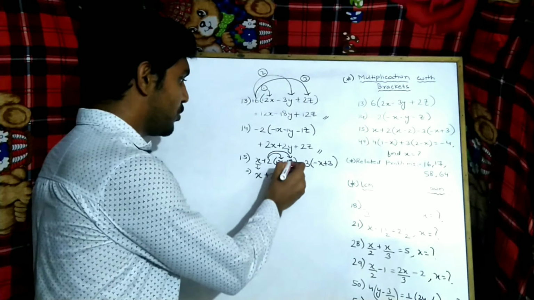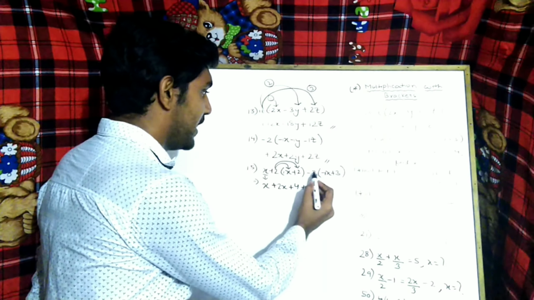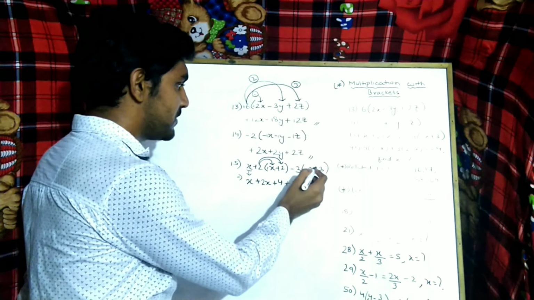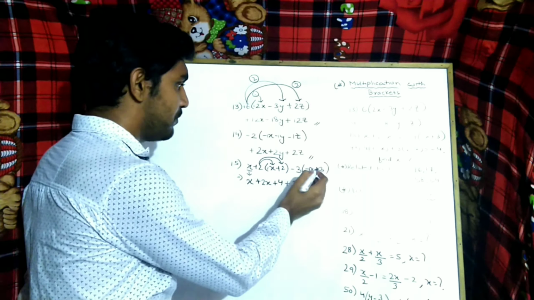Don't put the minus sign directly. Now minus 3 into 1. First can I say this is 1? So 3 into 1, 3, and x is there, so x will come. Now minus minus will be plus, so it comes plus. Minus minus will become plus. Now again 3 into 3 will be 9, but minus plus will be minus.